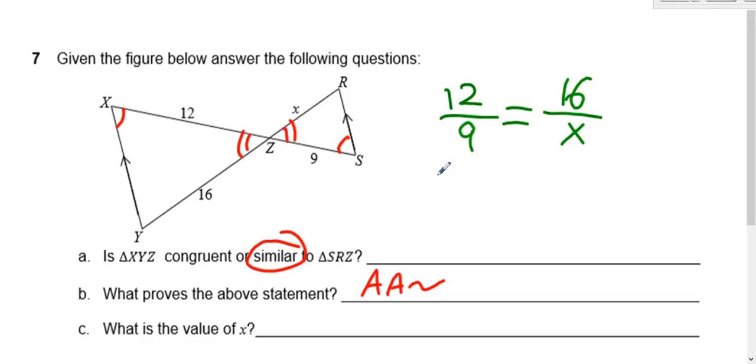So cross multiply, you get 12x equals 144. 9 times 16. Divide by 12, you get x equals 12.